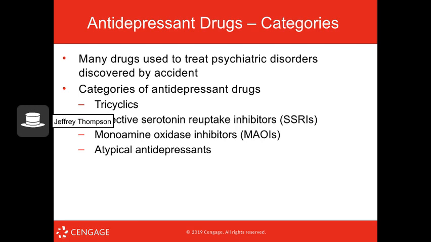There are a variety of drugs that are going to help with depression. Some of the ones that you might hear about are tricyclics, selective serotonin reuptake inhibitors, serotonin and norepinephrine reuptake inhibitors, SNRIs, MAOIs, monoamine oxidase inhibitors, and atypical antidepressants.